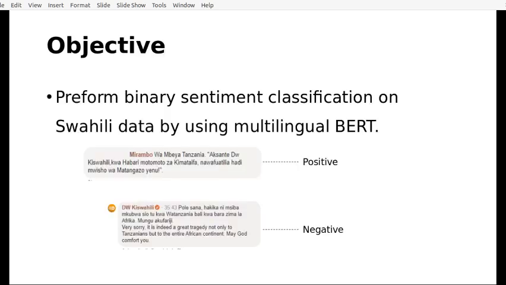The objective of our project is to perform binary sentiment classification on Swahili data by using multilingual BERT. We have these two examples here that show two comments extracted from DW Kiswahili with their labels. We have the positive label, and also the text that will be categorized as negative.